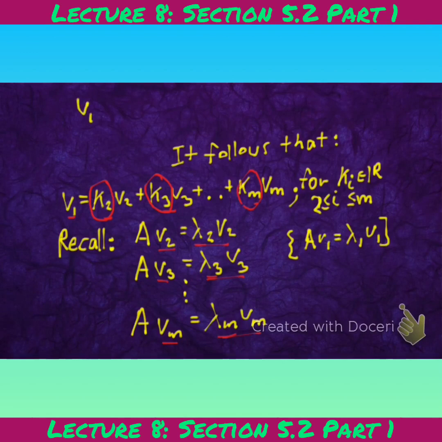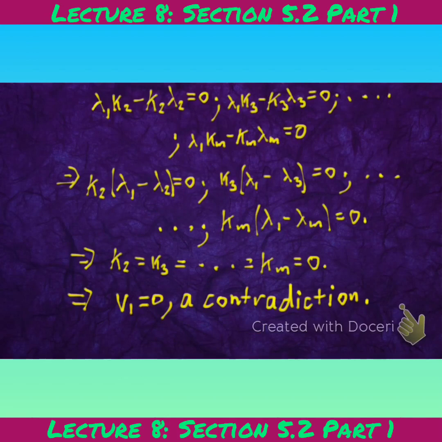V1 is going to be 0. V1 is going to be 0. And why is that a contradiction? What's the problem with that? Remember, eigenvectors are non-zero vectors, right? Eigenvectors are non-zero vectors. So that's going to imply that V1 is 0, which is a contradiction. And therefore, that's going to force my vectors that correspond to distinct eigenvectors to be linearly independent.